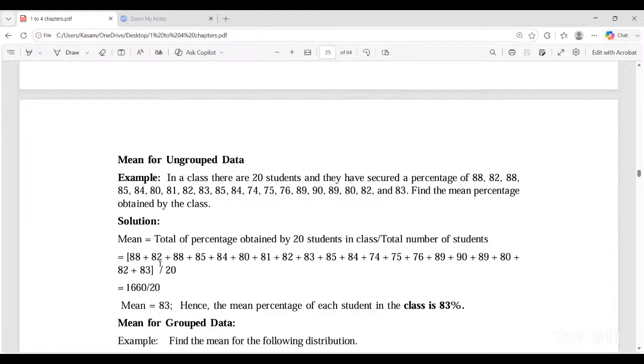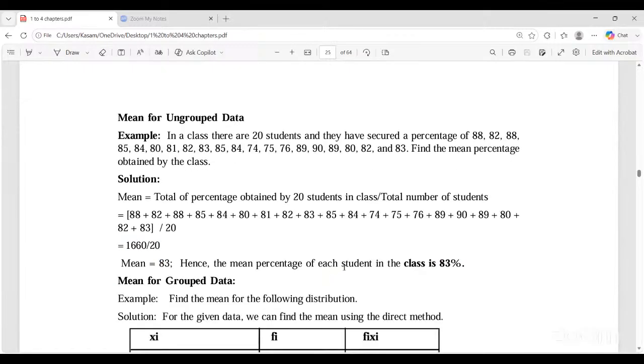I am calculating the total. I am adding 88 plus 82 plus 82. The total sum is 1660, and 1660 by 20 is 83. The percentage of the student class is 83%. Clear? Yes, sir. This is ungrouped data.